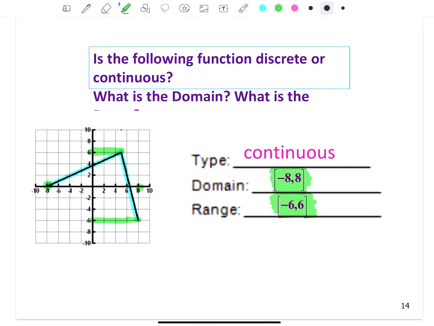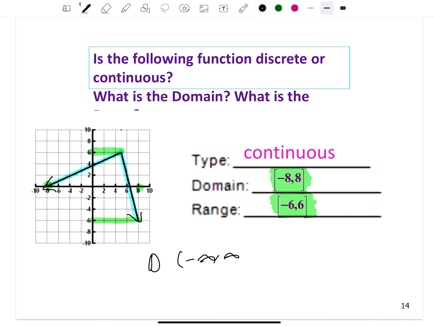So if we had a hole at one of those points, we would use the open parenthesis for one of the endpoints, but it looks like there's no hole on this graph. And if we did have arrows going in both directions, then that would make it continuous, and that would mean if I had arrows here, then the domain would change.